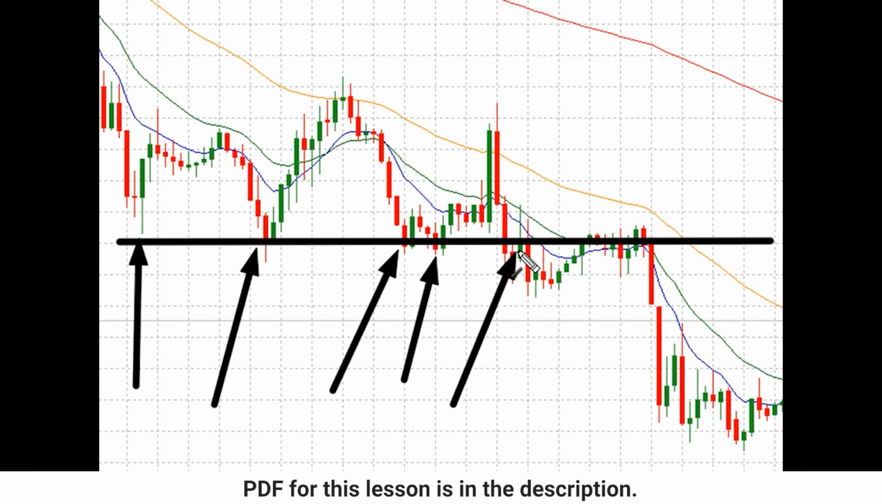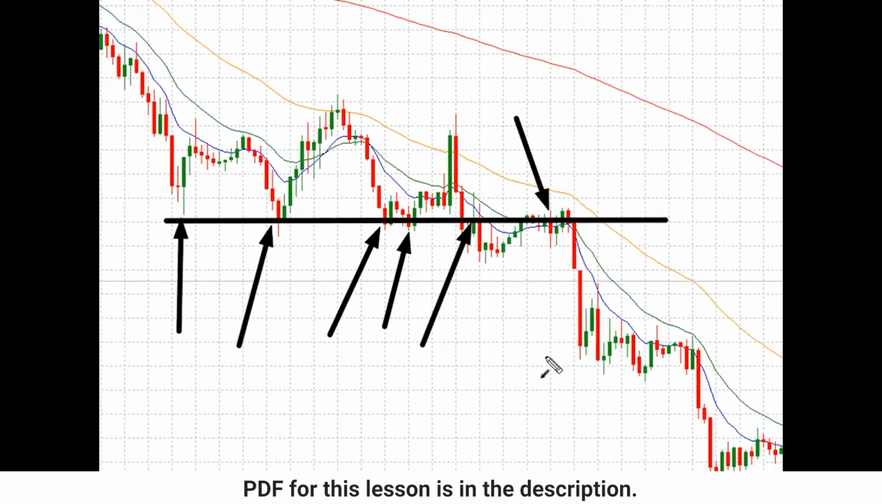It then manages to break down through it, and then when approaching it back on the upside, price cannot break up through it. The support line has now turned into a resistance line, and price just bounces back off it and carries on down.